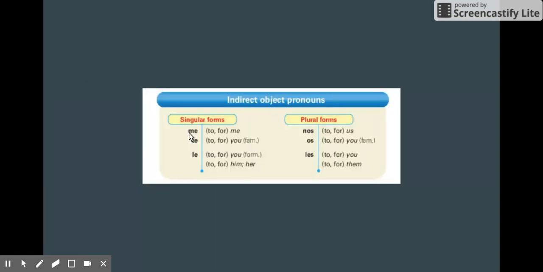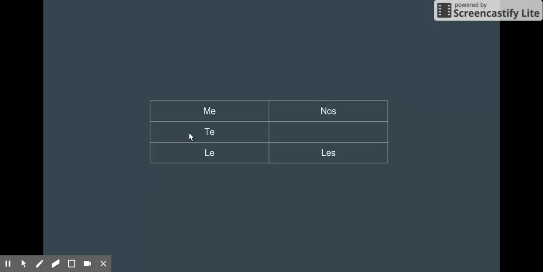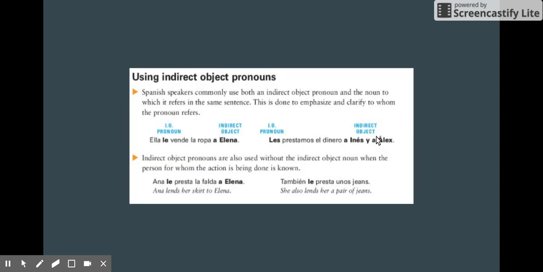So just like direct objects, indirect objects have their own pronouns. So you can see here a better table of it. If you notice, the indirect object pronouns are the same for yo, tú, and nosotros. The only difference is the third person singular and plural, where it's simply le or les, depending on if it's singular or plural. There's no difference if it's masculine or feminine like direct objects. For indirect objects, it's simply le or les.